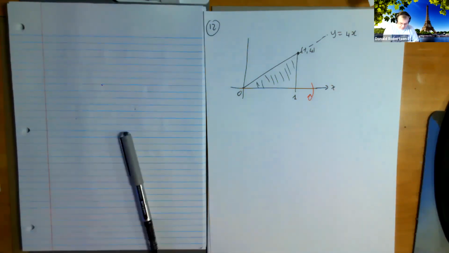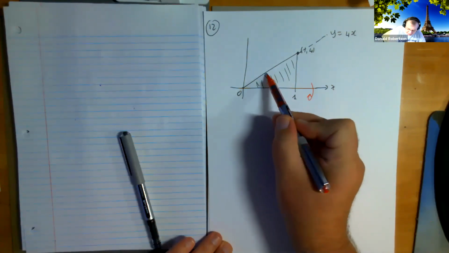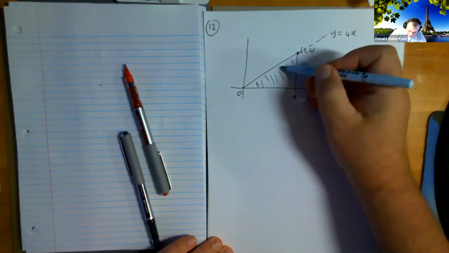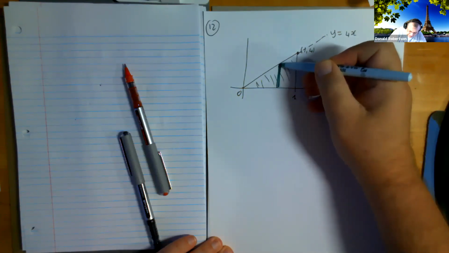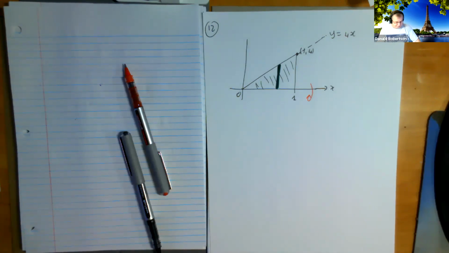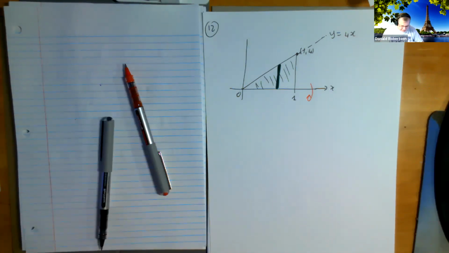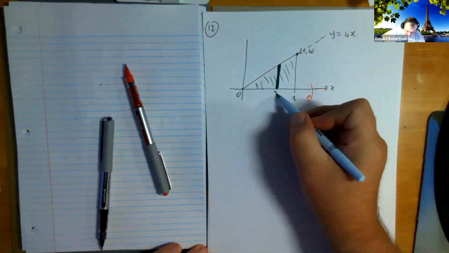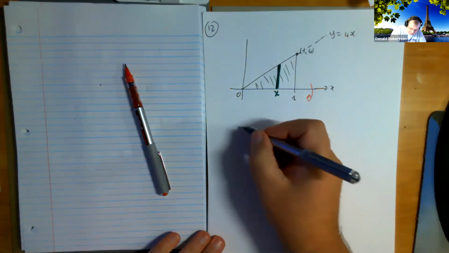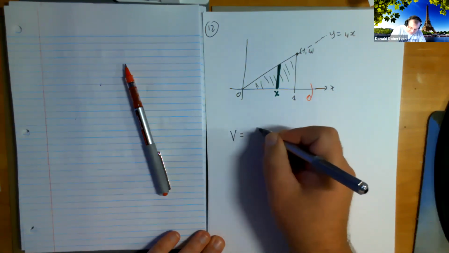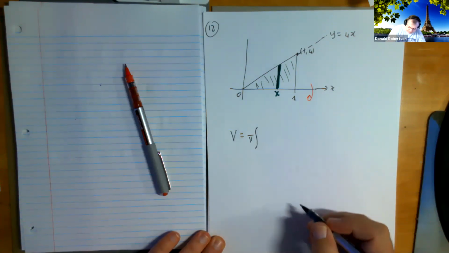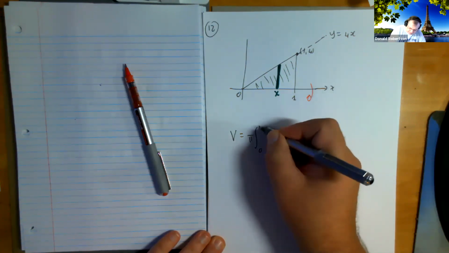Now, if I'm going to rotate about the x-axis, it means that my rectangle is going to be that fella. And this fella here is at position x. And let's start. It's the integral of pi from 0 to 1.